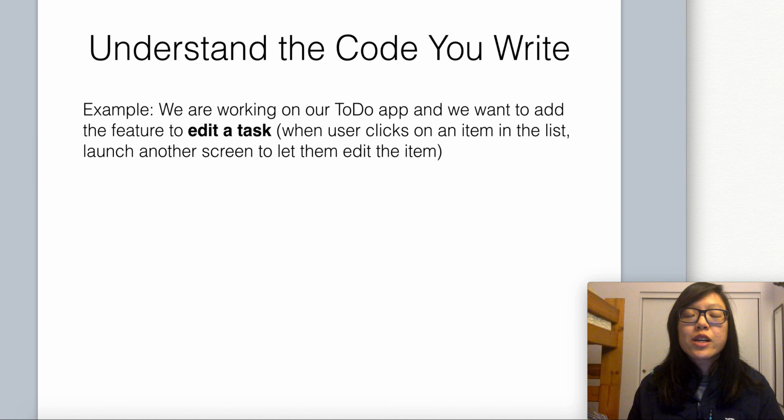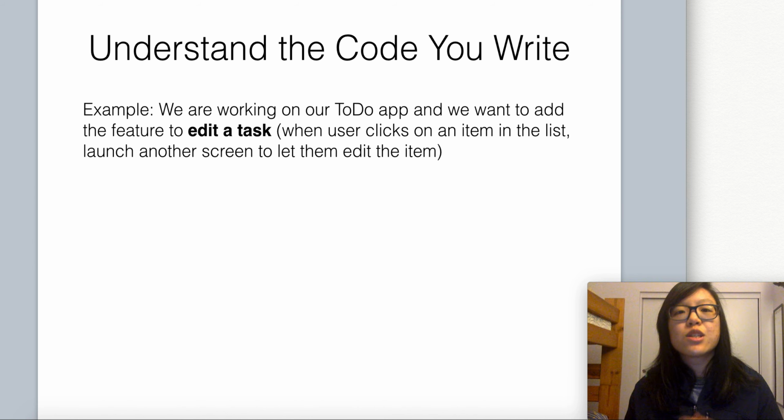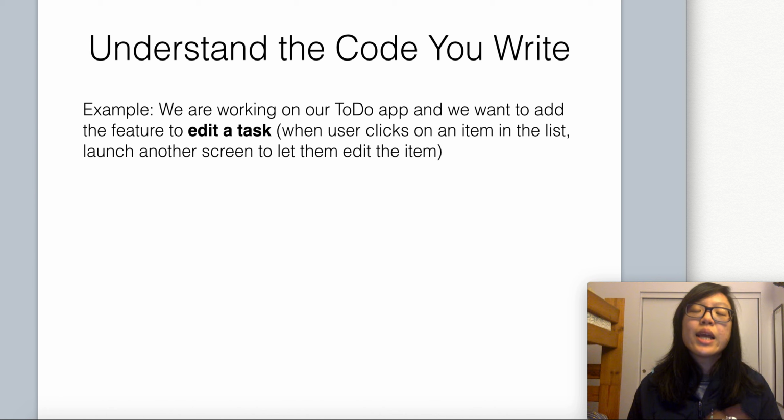So we're going to be taking a look at a specific example in order to work through how we might practice this skill. The example we're going to look at is, imagine we're working on our to-do app and we want to add the feature to let users edit a task. If you recall, this is letting users click on a specific item in their to-do list and then bringing them to a new screen where they can edit the item and then bring it back to the main screen so they can see that their edits have been made.